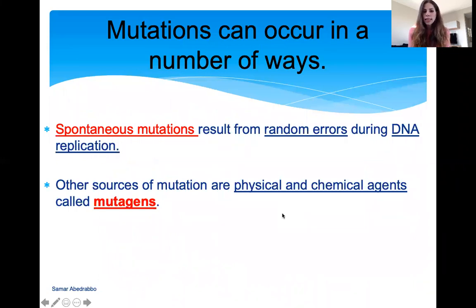And mutations can occur in 2 different ways. You either have spontaneous mutations, which, from the name, occur spontaneously from completely random errors that happen during DNA replication, or mutations can be induced by mutagens. And those mutagens can be physical or chemical agents. And we're going to discuss both. Right now, we're going to talk about spontaneous mutations.